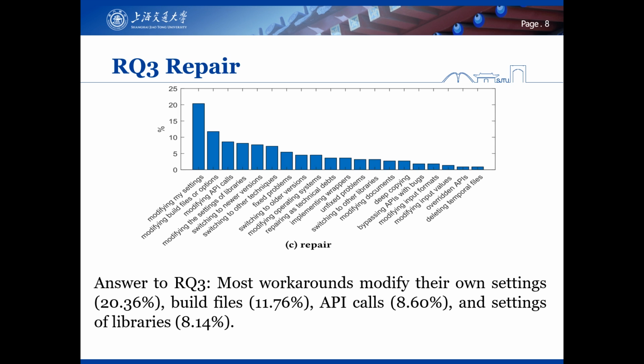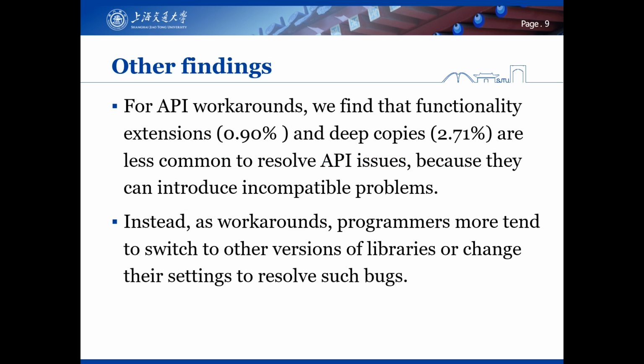The answer to research question 3 is that most workarounds modify their own settings, build files, API calls, and the settings of libraries. Besides the answers to the above 3 questions, we have other findings. For example, for API workarounds, we found that functionality extensions and deep copies are less common to resolve API issues because they can introduce incompatible problems.